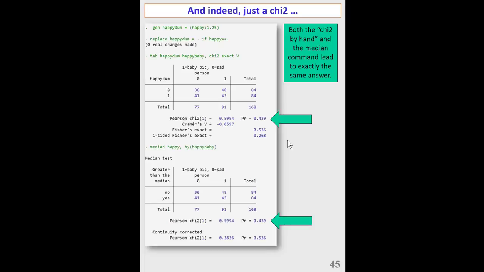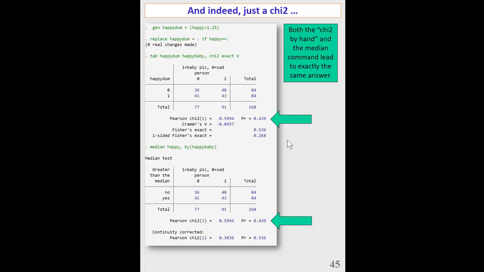So for missing values, you would get a 1 in your data here, because missing is larger than 1.25, and I want to make sure that these are not there, so I'll add this line here, replace happy_dum equal to missing if happy itself is missing. And luckily it says here no real changes made, so apparently I didn't have any missings in my data. And now what I do is I type the crosstab of that happy_dum variable I just made with that happy_baby variable, and all the bells and whistles after it that we know from the chi-square test.